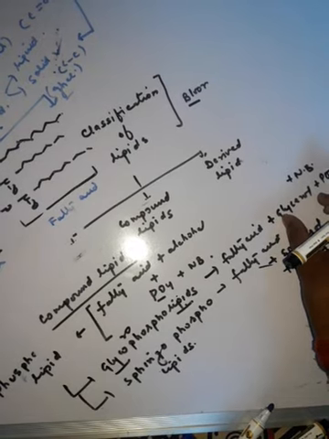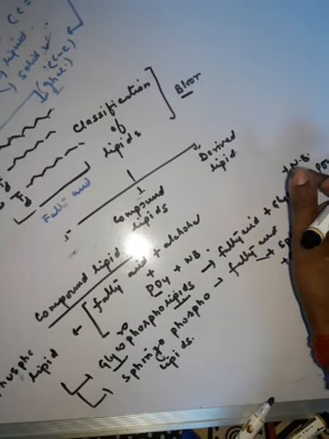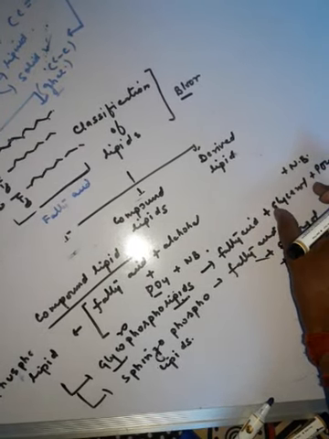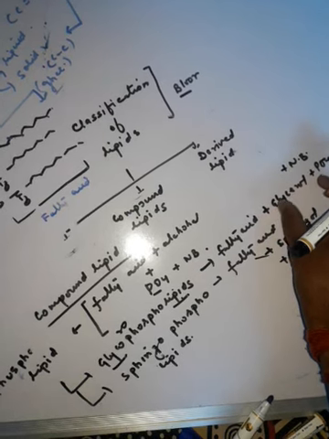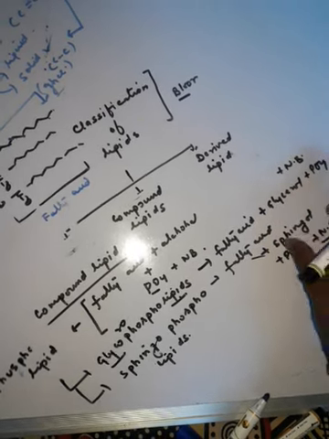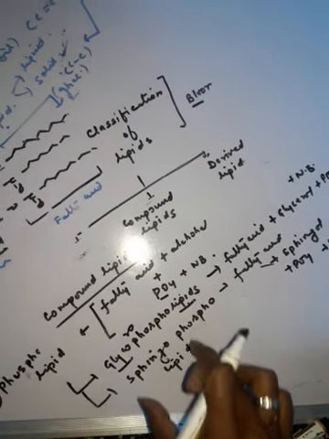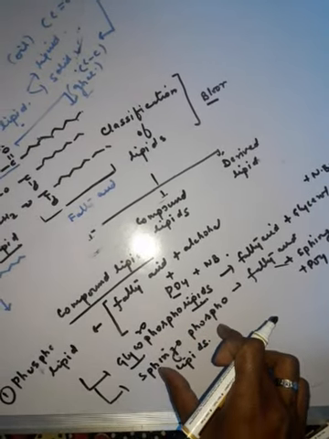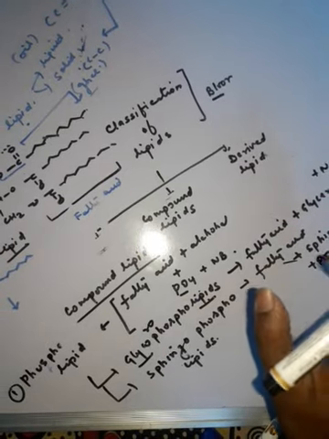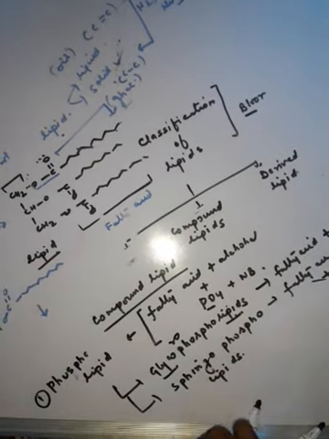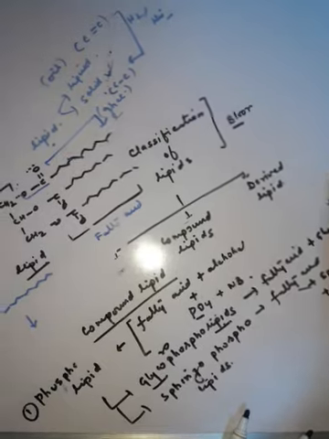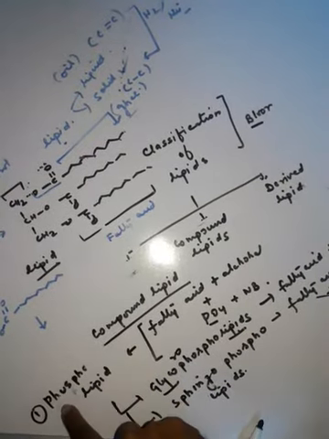Actually most of the lipids which are categorized into compound lipids are derived, in which only the alcohol will be changed. So in this glycerol is present, in this sphingol is present, so that's why it is called glycerophospholipid and sphingophospholipid. Okay, so it is the phospholipid. It is one category of compound lipid.